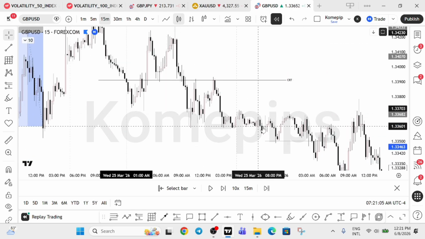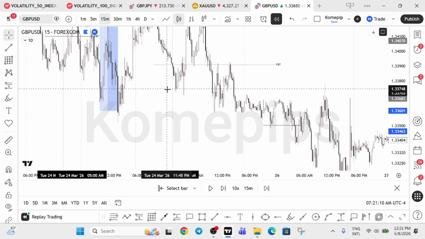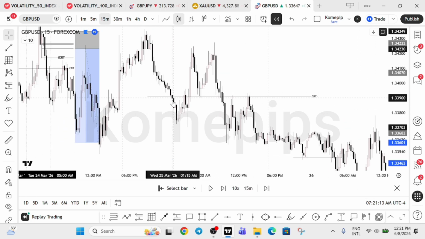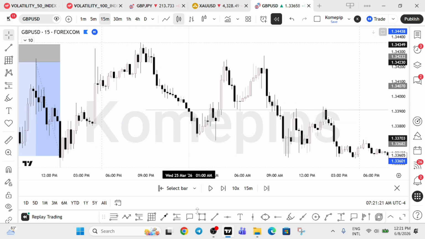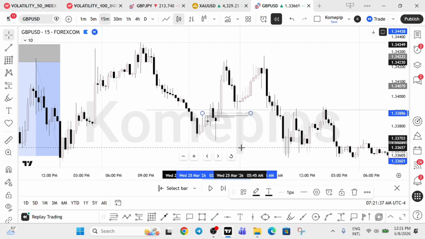Okay, so let's check another example. Where is the candle? I think this one is a bullish example. This is the candle that we want liquidity to be swept, and liquidity has swept that candle. So what are we looking for? We are looking for the Komepips ICRT. Very simple. So this is traditional CRT. This is the Komepips ICRT.